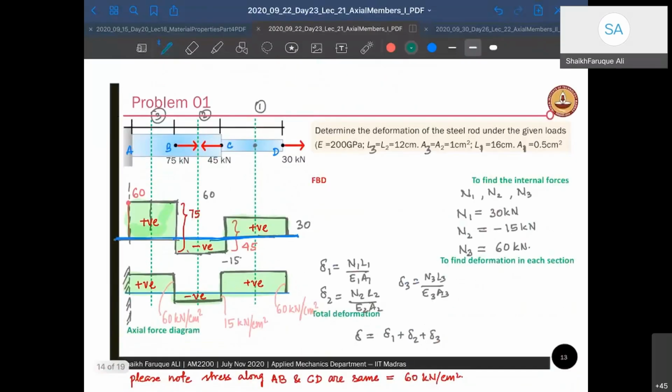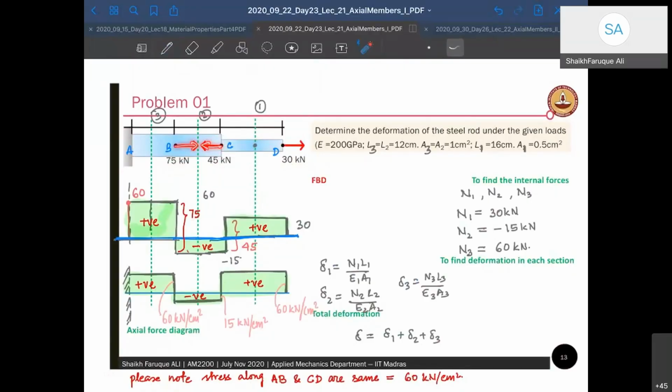Right, here is another problem for you to go through. They are not very difficult problems. As I've discussed, you have a bar member with different cross-sectional areas, but constant within each section. You have two loads given, one at B and one at C. The load at B is 75 kilonewton, the load at C is 45 kilonewton, and there is another load at D, which is 30 kilonewton. The load at D is tensile, the load at C is compressive, and the load at B is again tensile.